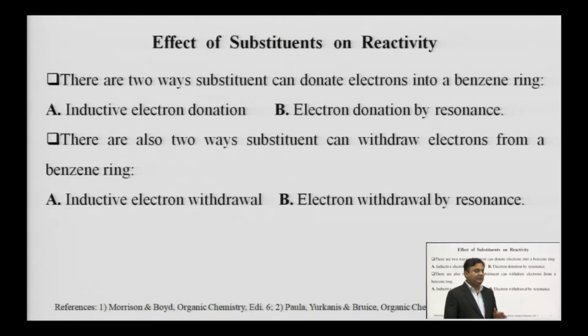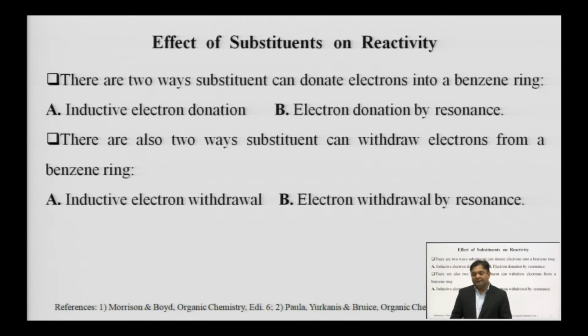Okay. So, first we will discuss the effect of substituents on the reactivity of the benzene ring. I have told you earlier that the reactivity of the benzene ring towards a second electrophilic attack may be altered because of the presence of substituents on the benzene ring. These involve donation of electrons towards the benzene ring or withdrawing of electrons from the benzene ring. By donation of electrons, the electron density of the benzene ring will increase. By withdrawing electrons from the benzene ring, the electron density will decrease.